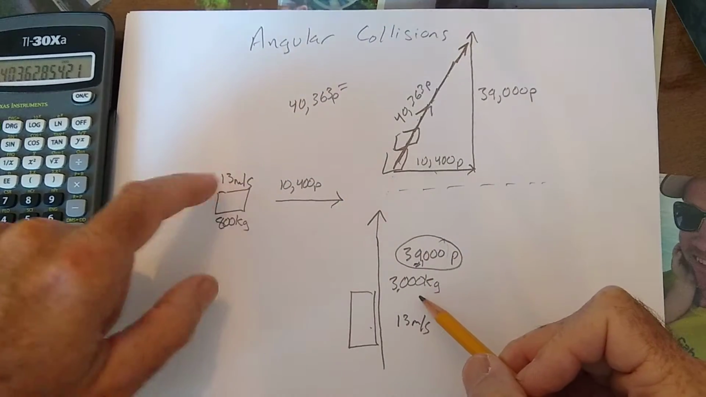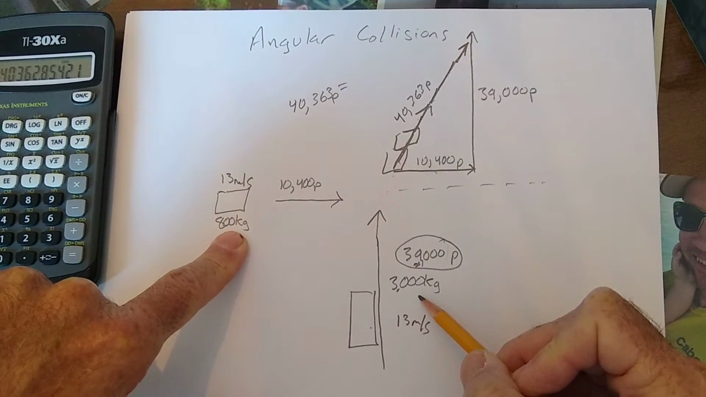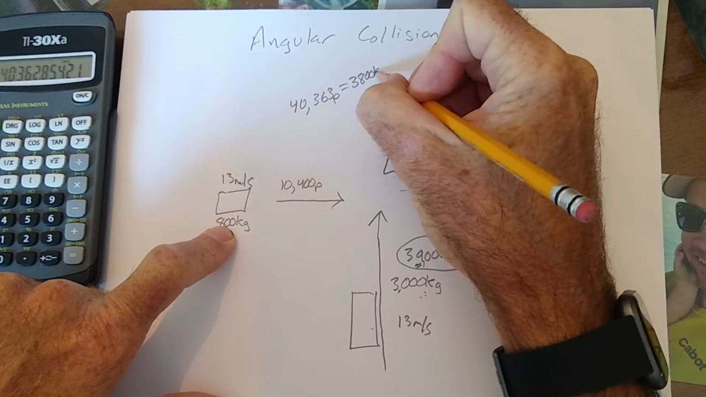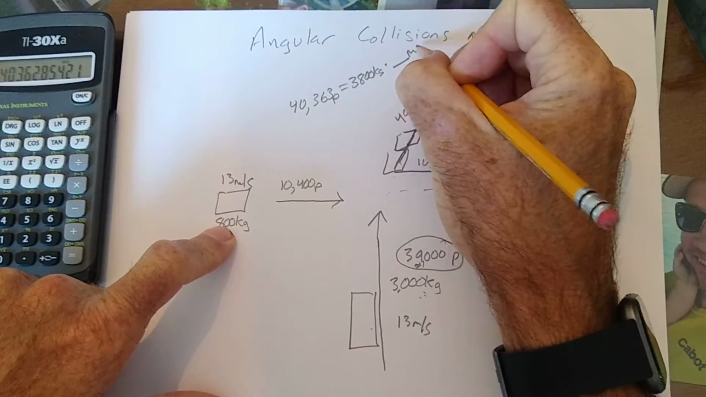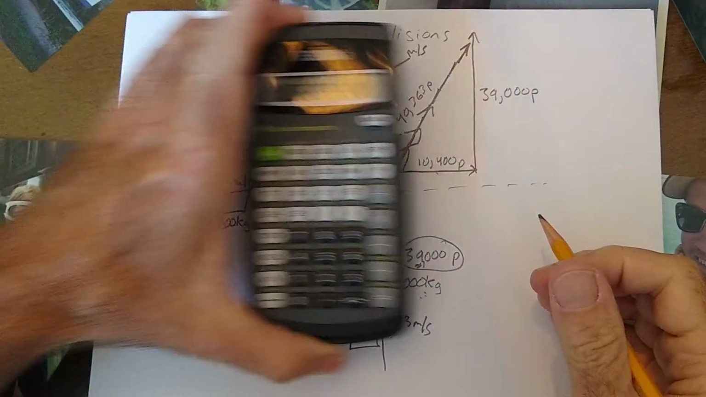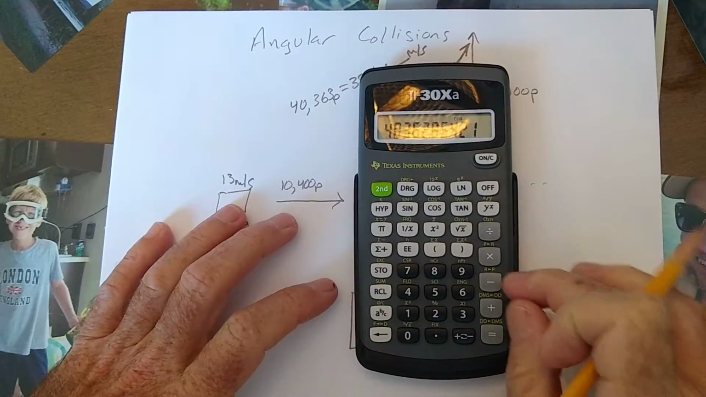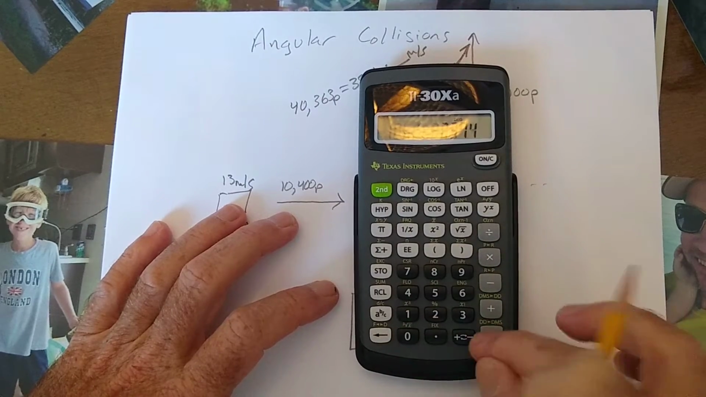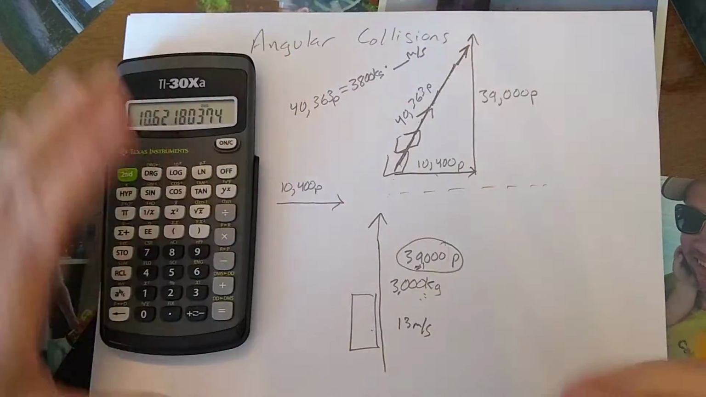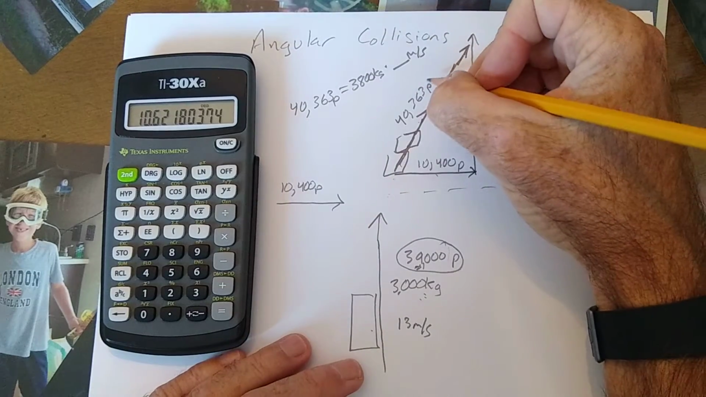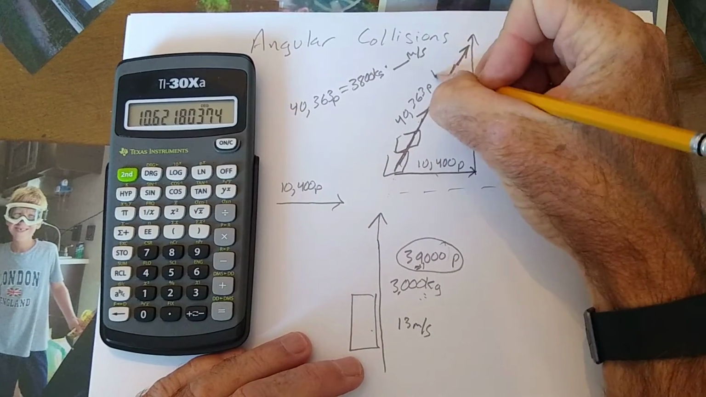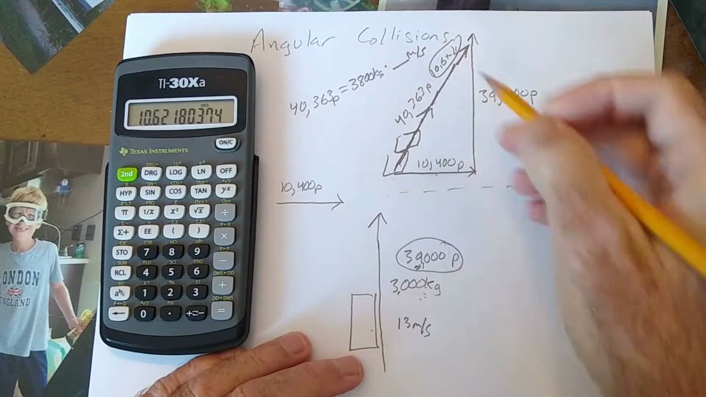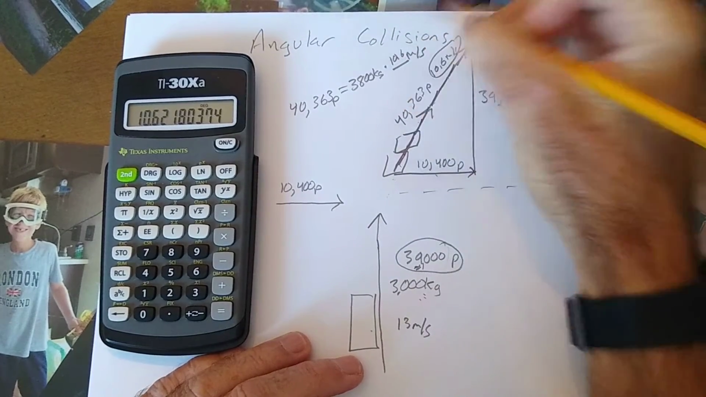So both of them together weigh 3,800 kilograms. That's their combined mass at blank meters per second. Okay. So we'll take that and divide it by 3,800. 10.6 meters per second. So they're going 10.6 meters per second in that new direction.